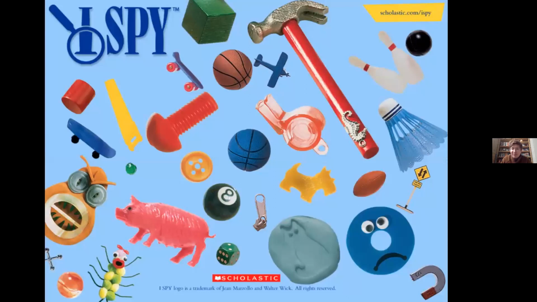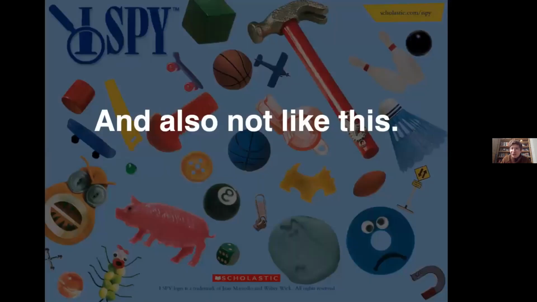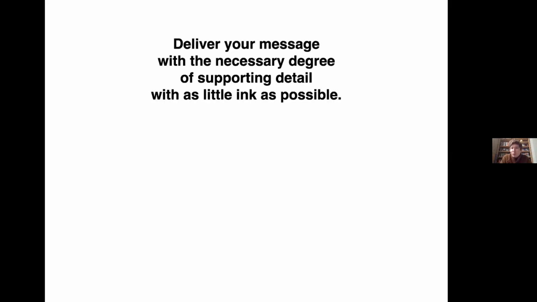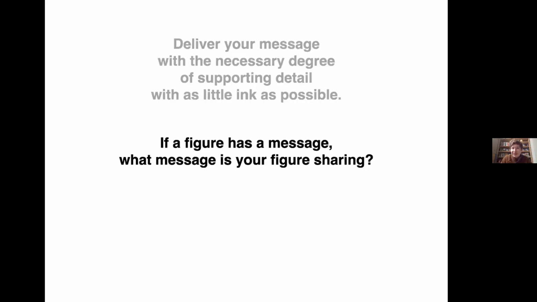Another book series you might be familiar with, maybe you can tell that I have a child, is I Spy. Your figure should not look like an I Spy book. Don't make your audience try hard to figure out what the message is in the figure. You need to communicate it through effective visual design. So one of the points here is deliver your message with a necessary degree of supporting detail with as little ink as possible. So keep it simple. We don't need to have a bunch of clutter all over the figure. By keeping it simple, we can deliver a message more effectively.